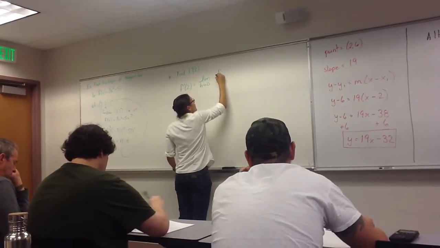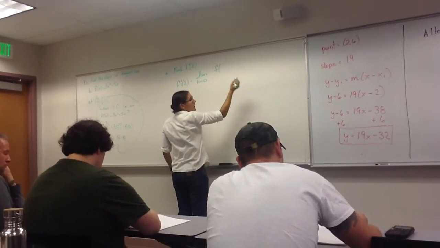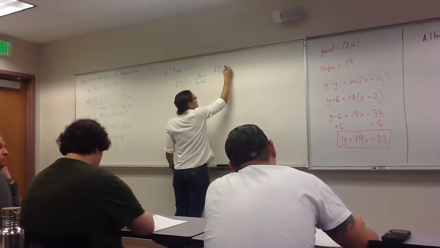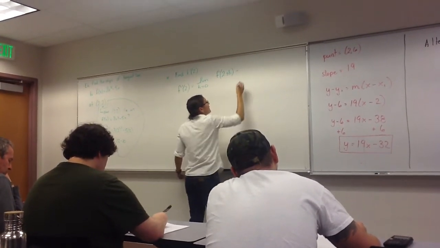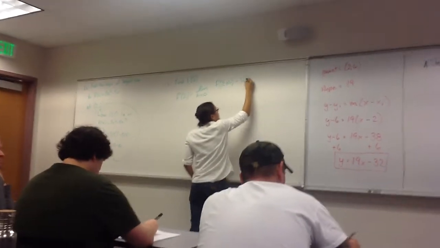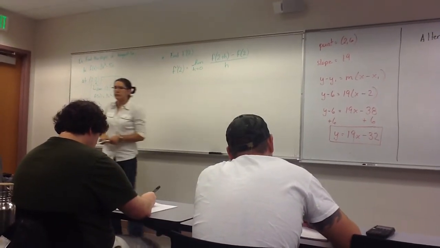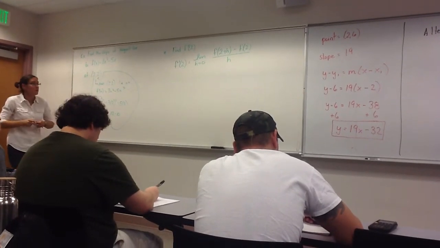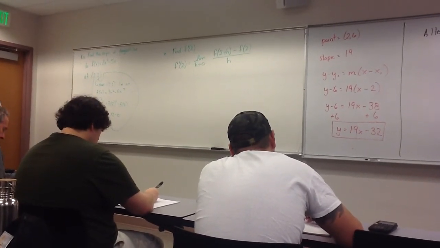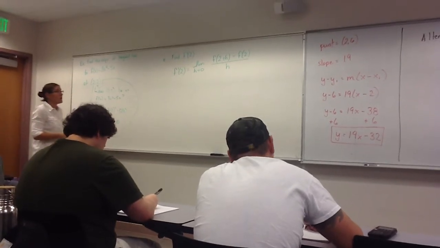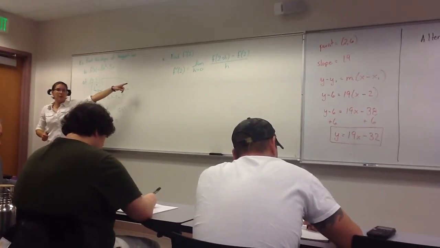Limit as h goes to 0 of f of a plus h, so that's 2 plus h, minus f of a, so that's minus f of 2, all over h. So this is what we're setting up. Are there any questions about writing that part down?